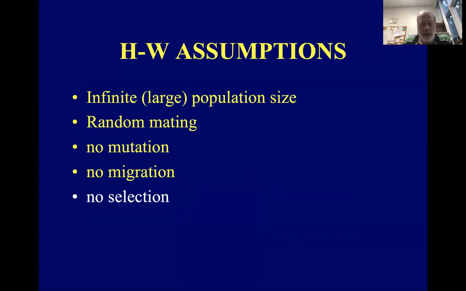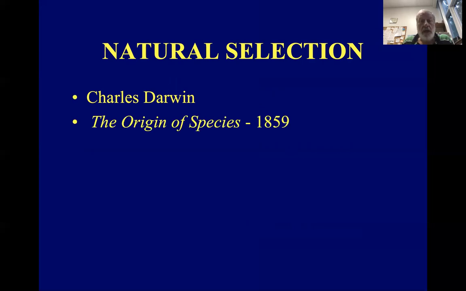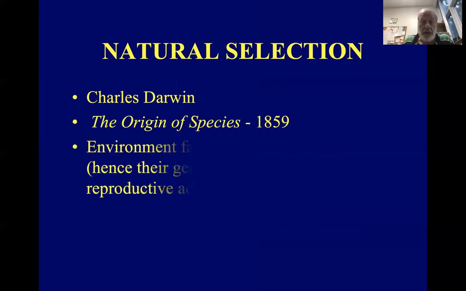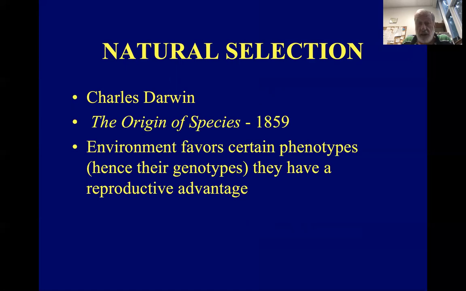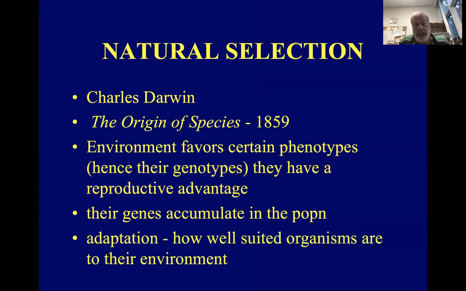Now, lastly, let's talk about selection. So here we're going to combine natural and sexual selection. So mostly we'll talk about natural selection that was first discovered by the Englishman Charles Darwin. And he wrote about it in his book, The Origin of Species, which came out in 1859, and says that the environment favors certain phenotypes, hence their genotypes. So therefore they have a reproductive advantage and their genes will accumulate in the population over generations. And then adaptation is the end result of evolution by natural selection.